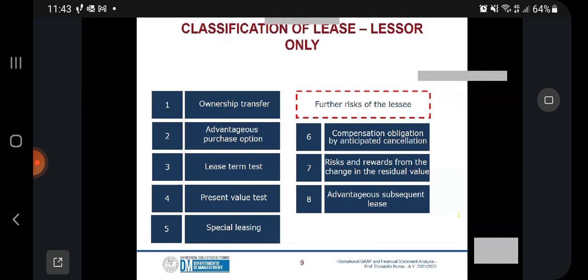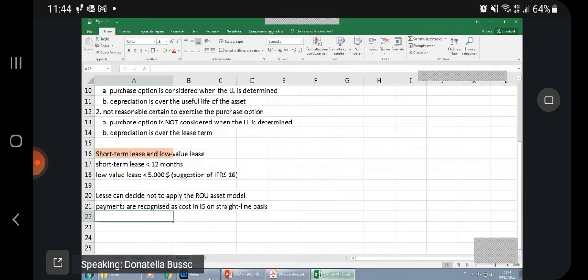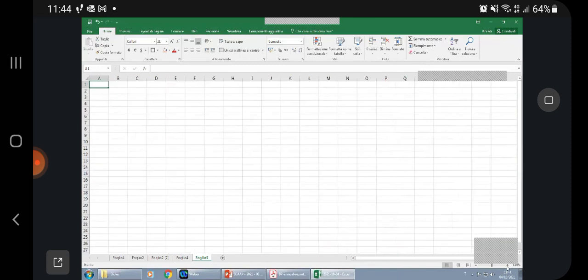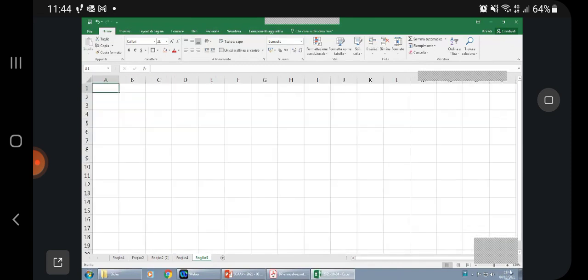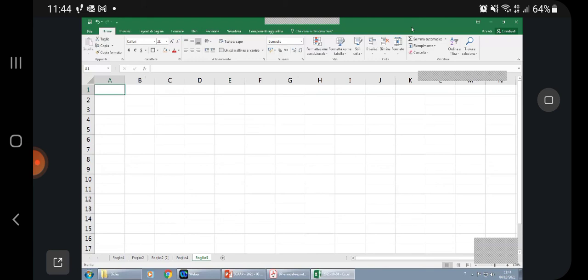They are all explained. But with you, I would like to highlight only two of these. And in particular, we start with the lease term. Suppose that we are analyzing a contract. Keep in mind that we are the lessor, because for the lessee, this distinction doesn't matter. Okay? We are the lessor.